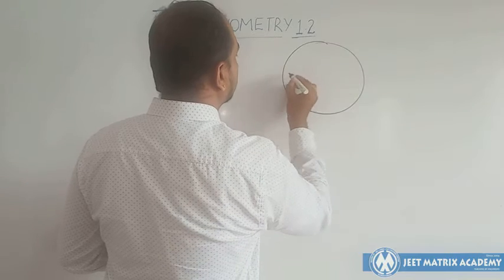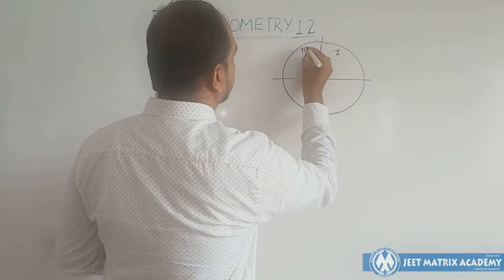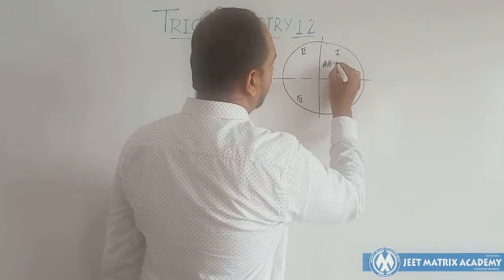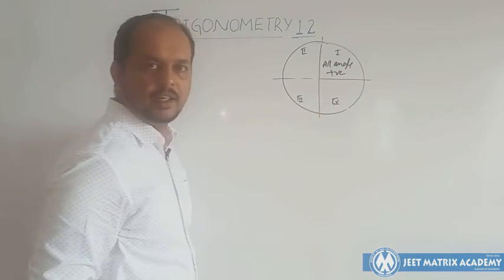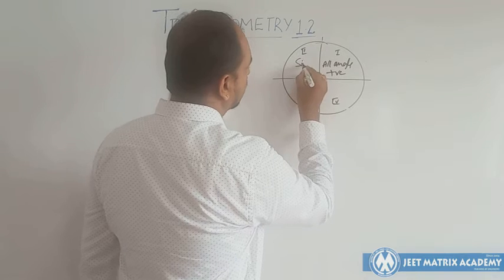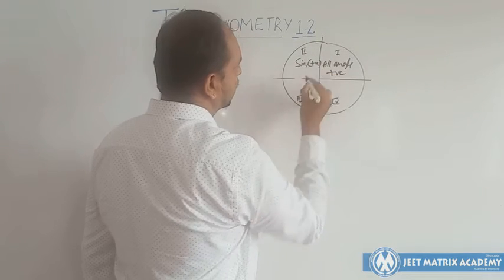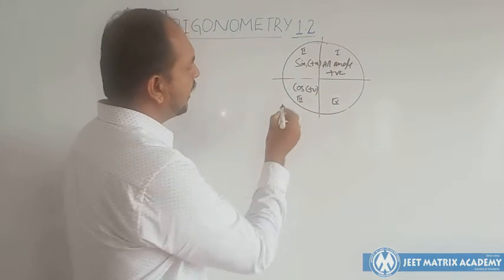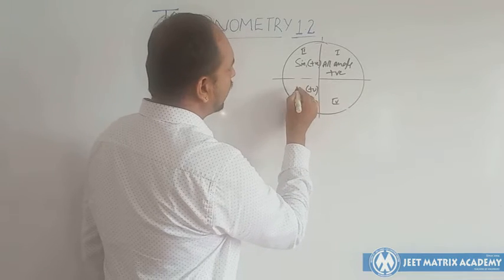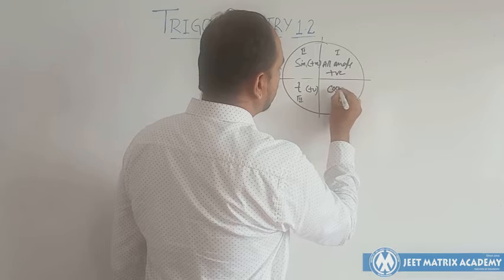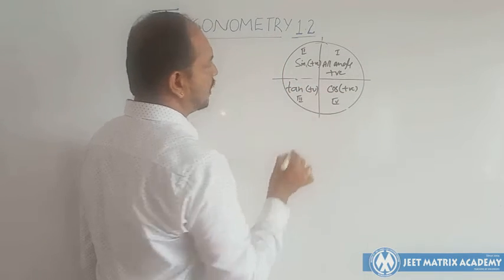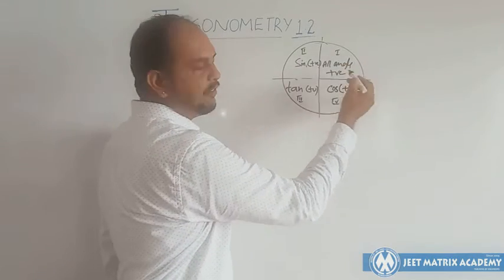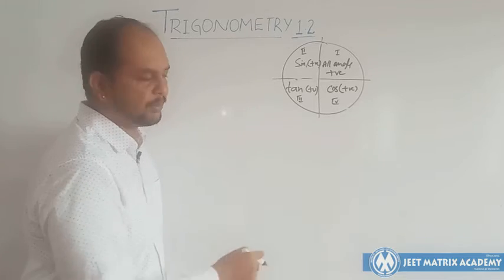If you take a circle, this is the first quadrant, this is the second quadrant, third quadrant, fourth quadrant. In the first quadrant, all angles will be positive. In the second quadrant, only sine is positive. In the third quadrant, only tan is positive. In the fourth quadrant, only cos is positive. This is the most important result you are supposed to remember. Every angle is positive in the first quadrant, as we derived in the previous video.